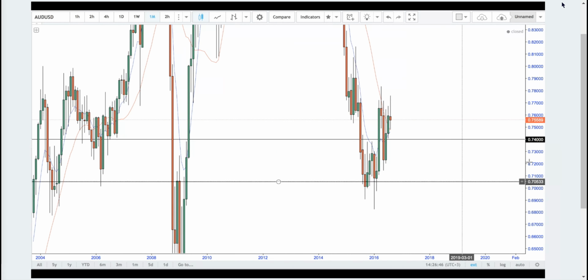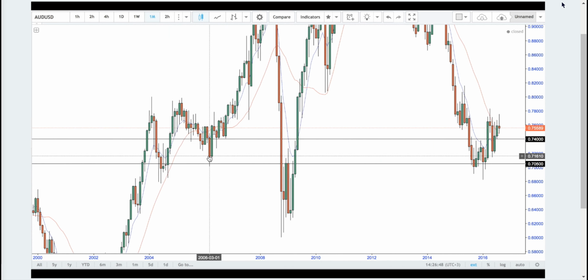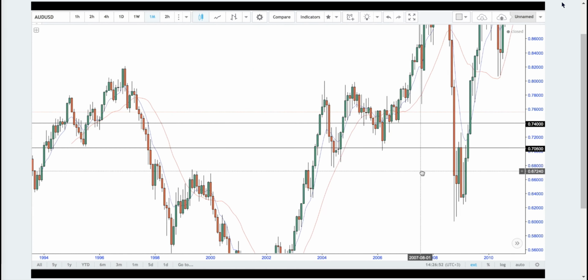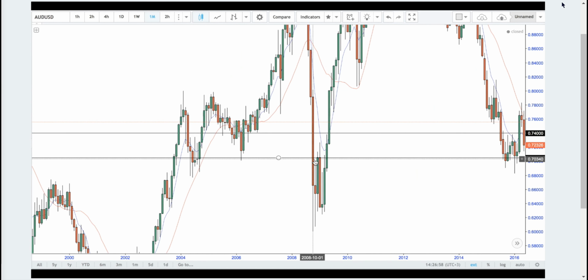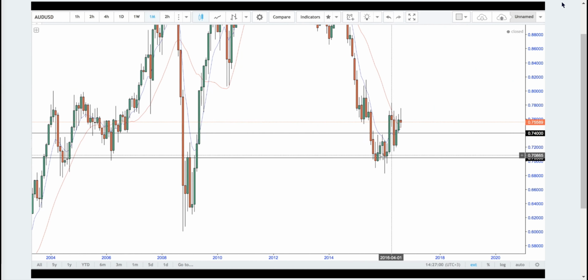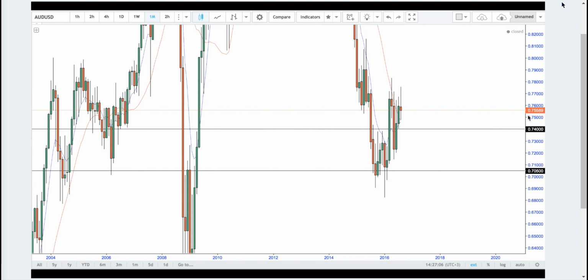If you zoom out as well, we can also see historical places in which we've actually bounced from. So we have other confluences there. So here, here, here, and we also have here as well. And then we have this zone along here. So between 0.7050 and 0.7400, it's a 350 pip range.